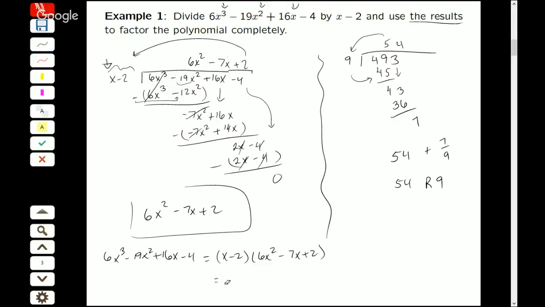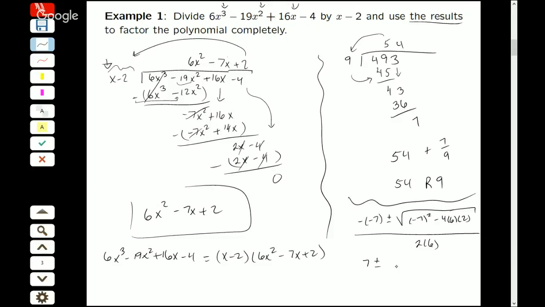Okay, quadratic formula. So use the quadratic formula. You're going to have minus a, minus 7, plus or minus the square root of 7 squared minus 4 times 6 times 2, all over 2 times 6. So that becomes 7 plus or minus, 7 squared is 49, and 4 times 2 is 8, 8 times 6 is 48.